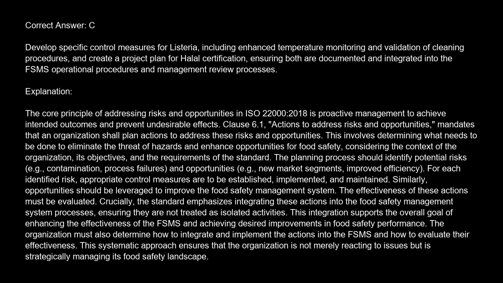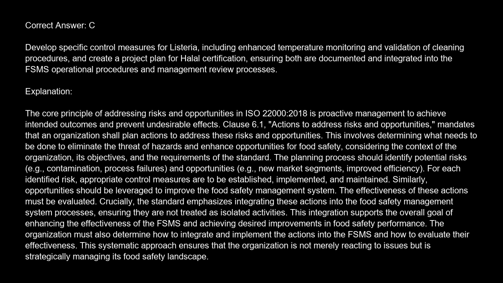The correct answer is C. Develop specific control measures for Listeria, including enhanced temperature monitoring and validation of cleaning procedures, and create a project plan for halal certification, ensuring both are documented and integrated into the FSMS operational procedures and management review processes. Explanation: the core principle of addressing risks and opportunities in ISO 22000:2018 is proactive management to achieve intended outcomes and prevent undesirable effects.